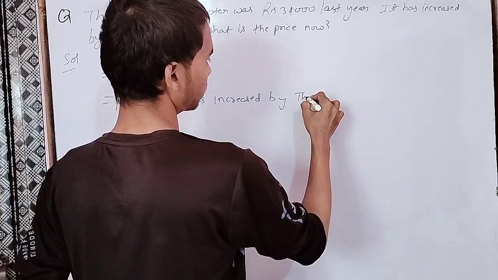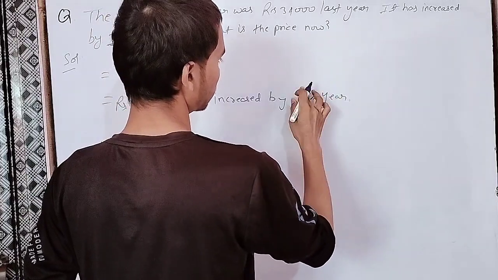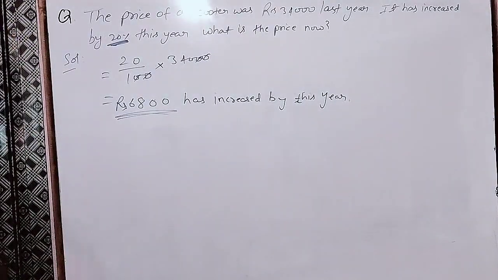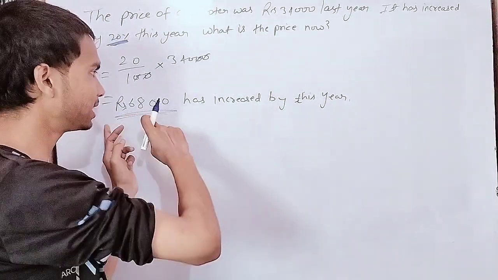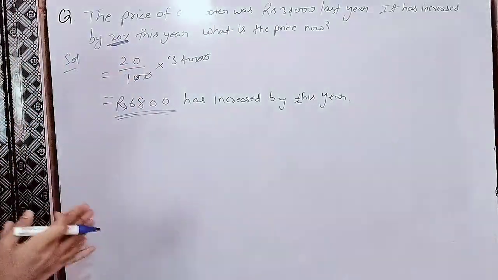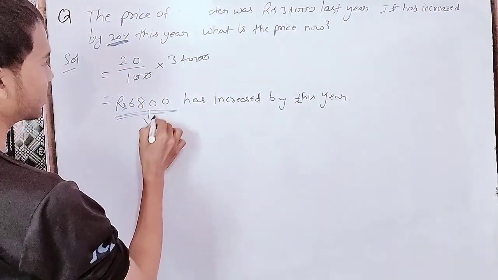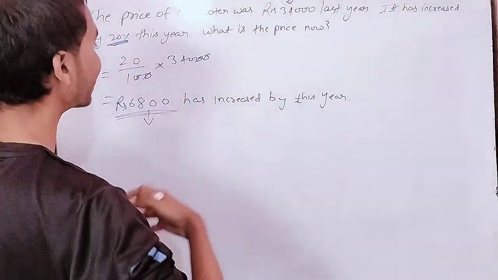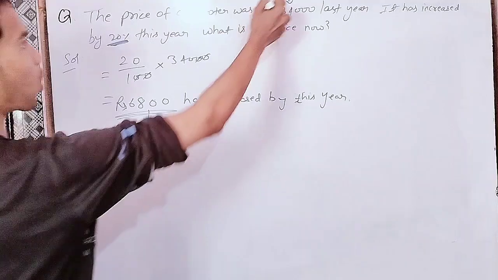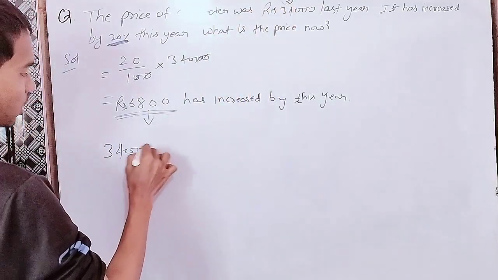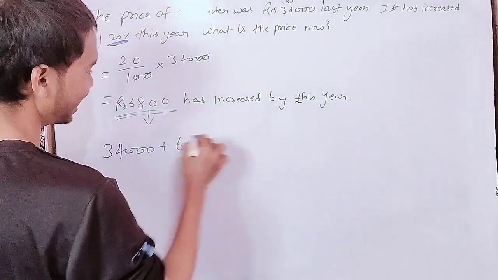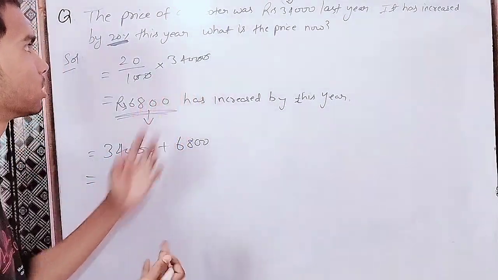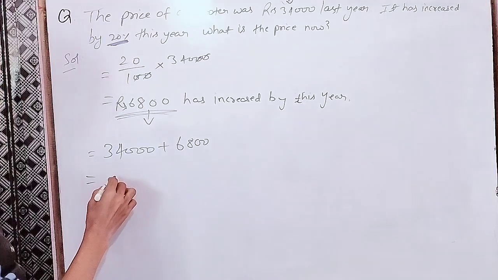By this year, by this, how much? 6,800. But 6,800 in percentage is how much? 20%. Now we will add this to the old price, which was 34,000, plus 6,800. This will give us the current price of the scooter.